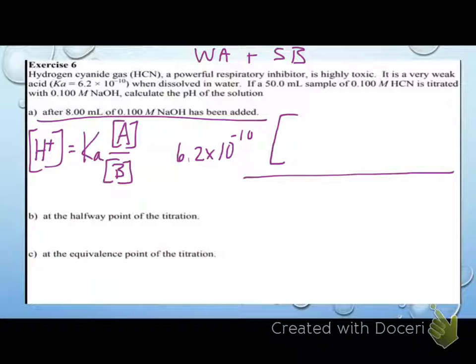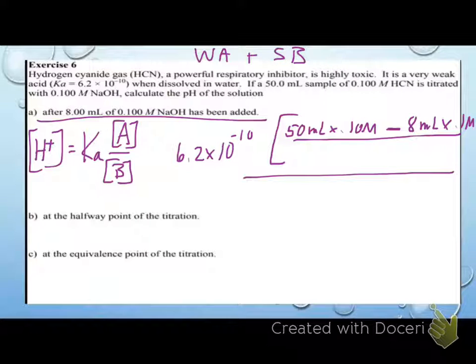So you can do this one of two ways. You can go ahead and millimole it, or you can just do it all at once. So 50 milliliters times 0.10 molar. I am adding a base, so I'm going to subtract from my acid, because remember I'm adding a base. So 8 milliliters times 0.1 molar for the base, divided by my new volume, which is, what's my new volume? 50 plus 8, 58 milliliters.